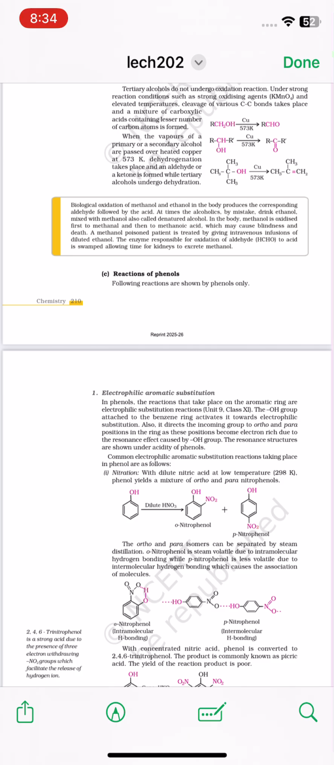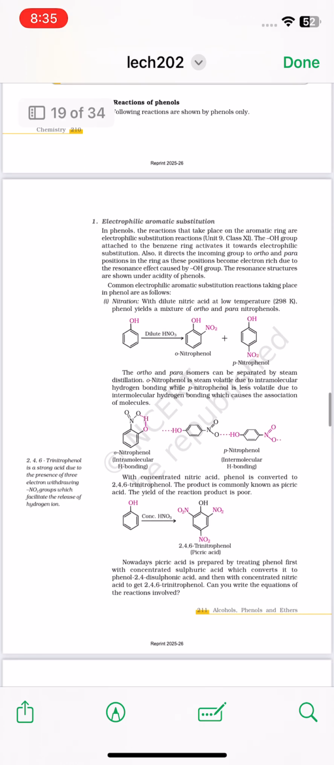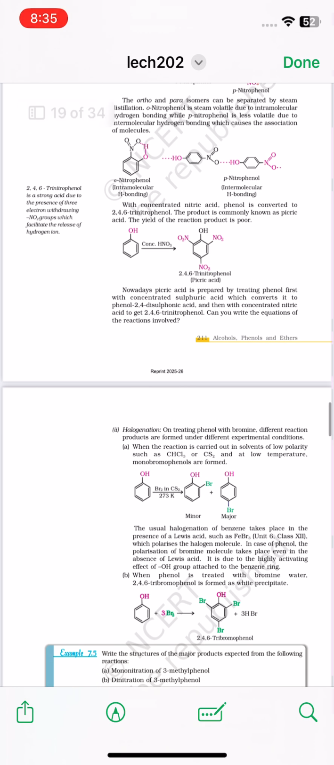C. Reactions of phenols. The following reactions are shown by phenols only. Electrophilic aromatic substitution. In phenols, the reaction takes place only on the aromatic ring, as an electrophilic substitution reaction. The OH group attached to the benzene ring activates it towards electrophilic substitution. Also, it directs the incoming group to the ortho and para positions in the ring, as these positions become electron rich due to the resonance effect caused by the OH group. The resonance structures are shown under acidity of phenols. Common electrophilic aromatic substitution reactions that take place in phenols are as follows.